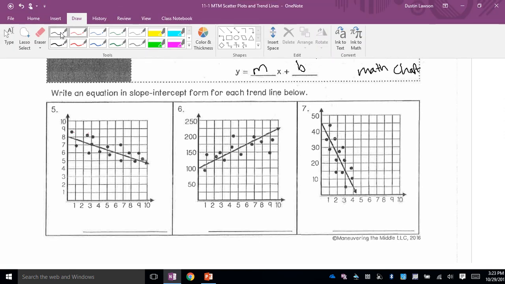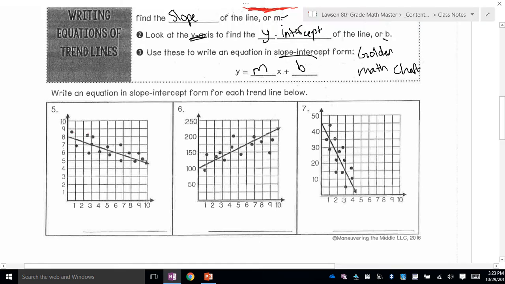I'm going to switch back to black, and then we're going to do an example of that. It says write an equation in slope-intercept form for each of the trend lines below. So they've already given us a line, and we're just going to find the slope of the line and write the equation. Pretty simple. We know that we need our m, which is our slope, and our b. The easiest one is almost always going to be the b on my graph. So I'm going to box in my y-intercept. It is crossing the y-axis at 8, so my y-intercept is going to be 8.